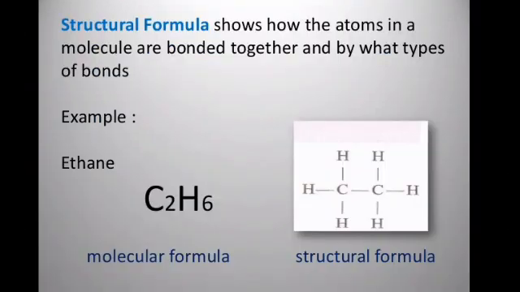Structural formula. The structural formula shows how the atoms in a molecule are bonded together and by what types of bonds. For example, take a two carbon alkane, ethane. Its molecular formula is C2H6, and its structural formula is: two carbons are connected via a single bond and each carbon is connected to three hydrogen atoms, and as such it forms C2H6, the structural formula of ethane.